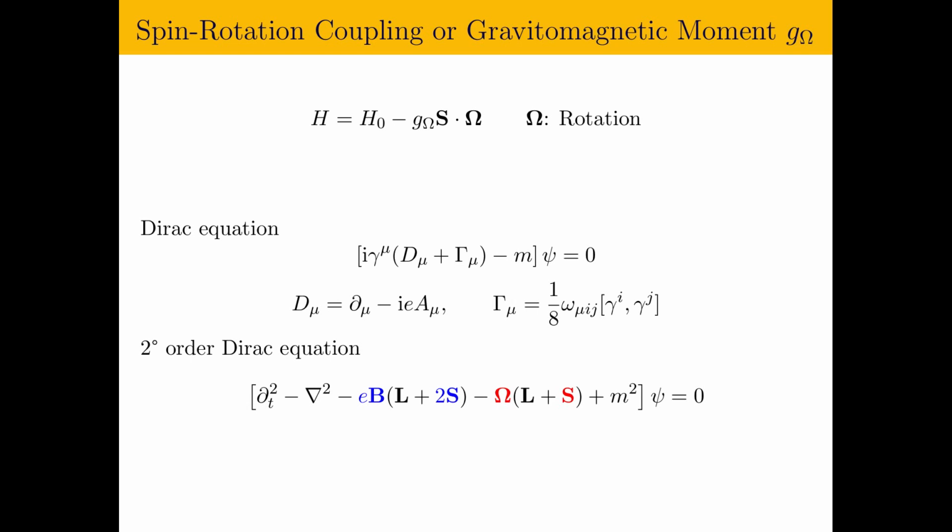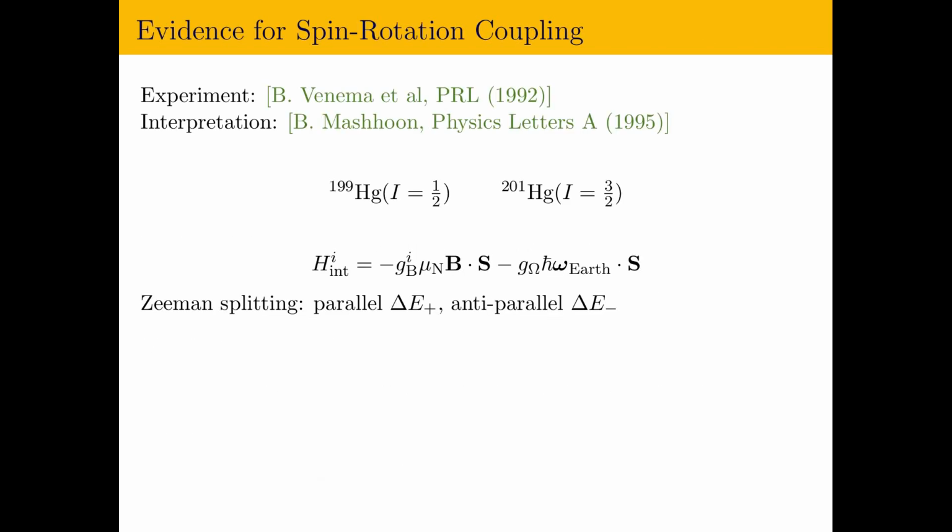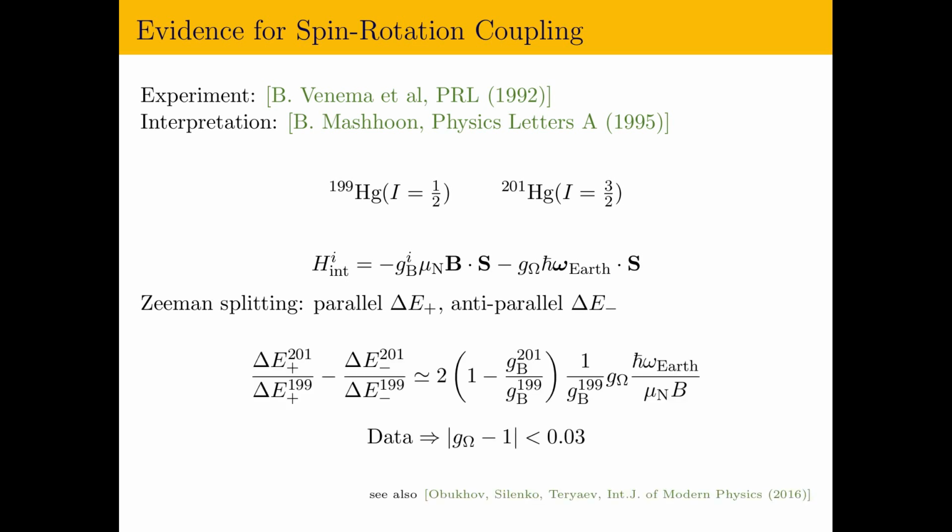If we do not include quantum field theory effects, the Dirac equation predicts magnetic moment equal to 2, and the gravity-magnetic moment equal to 1. We already have direct evidence of the spin-rotation coupling. This was accomplished by measuring the Zeeman splitting of the stationary state of two isotopes of mercury atoms in different magnetic field orientations, one parallel to the rotation axis of the Earth and one anti-parallel. The measurements are consistent with the gravity-magnetic moment of 1.